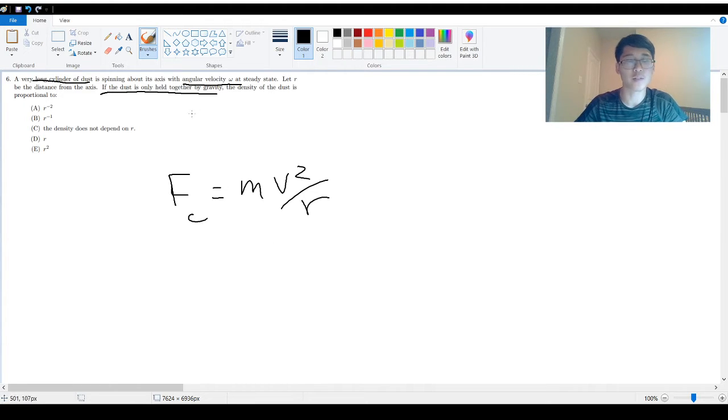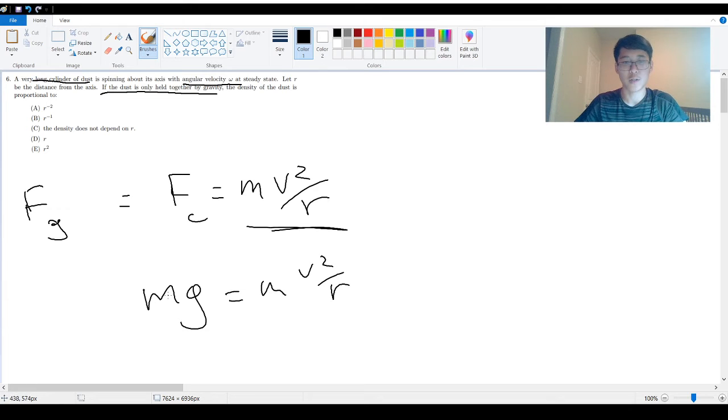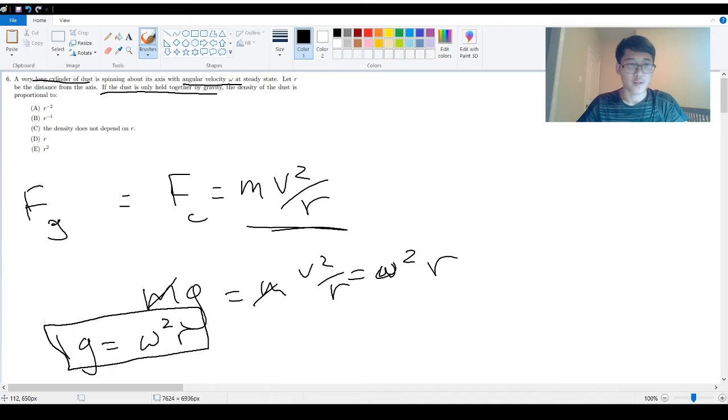If the dust is only held together by gravity, what that means is that gravity is the only force providing the centripetal force that makes this condition hold true. So that means that mg is equal to mv squared over r. So if the dust is only held together by gravity, the gravitational field strength at all the radiuses should be equal to v squared over r, or equivalently omega squared r, which is what we really should be using because they give us omega. So this is the condition that must hold true if it were to be held together only by gravity.